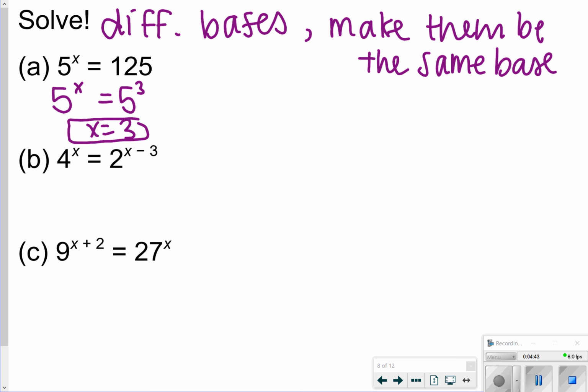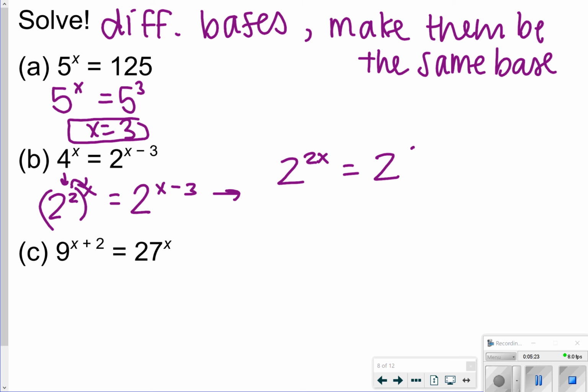Letter B is a little bit different because I have a 4 and a 2, but what's nice about this 4 is that I can easily make it a base where it does have a 2. I know 4 is equivalent to 2 to the 2nd power, and I'm still going to keep the x on the outside. So now I have 2 to the second, to the x power, is equal to 2 to the x minus 3. What I can do now is go ahead and distribute, or multiply my exponents, using the power of a power property. So now I would get 2 to the 2x, because I just multiplied 2 times x, is equal to 2 to the x minus 3.